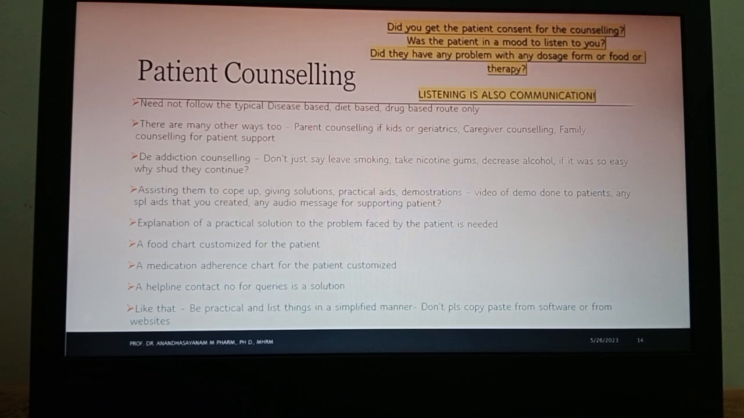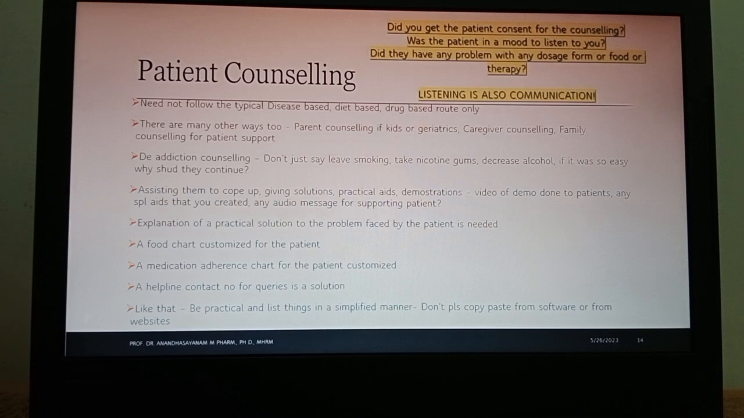Saying decrease alcohol, decrease that, take this. No, sorry, that's not going to work. You are not giving a solution, you are giving advice. It must be implementable, practical, SMART: specific, measurable, achievable, relevant, time bound. Is it all those things? No. So please try to understand that you have to put the SMART filter in every slide, every word, every sentence that you make, right?